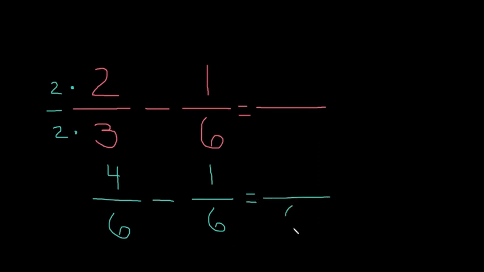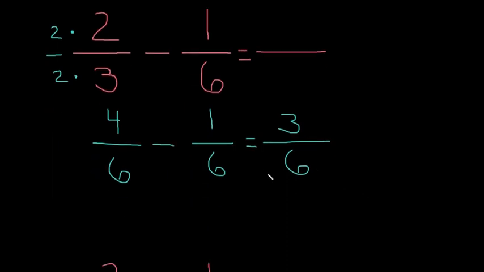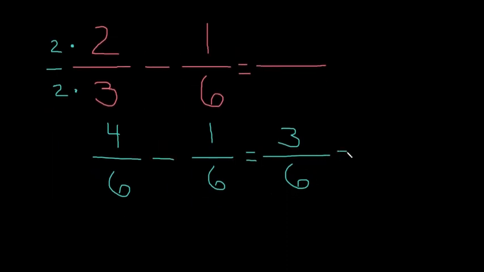We're going to keep the denominators the same. 4 minus 1 is 3. Now we can simplify this. What number goes into both of these numbers evenly? Well, 3 goes into 3 one time, and 3 goes into 6 two times. So 3 over 6 is actually equivalent to 1 over 2. So the answer, 2/3 minus 1/6, is simply 1/2.